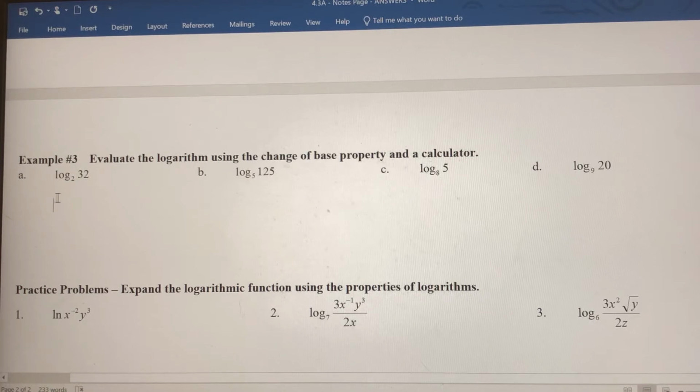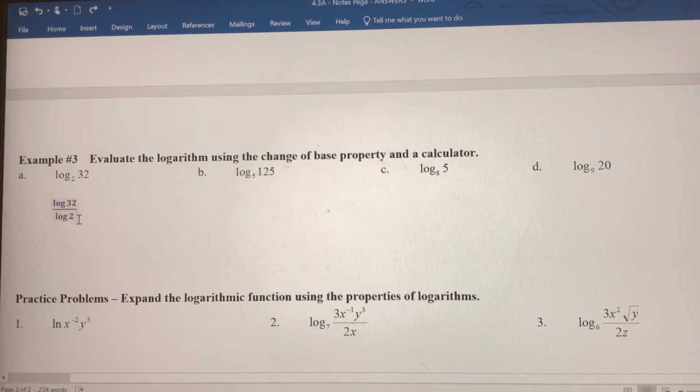Now, these first two, you should be able to do mentally. 2 to what power is 32? And 5 to what power is 125? But let's say you didn't recognize that, you weren't sure, so you wanted to use the change of base property in a calculator. On C and D, you really have to use the change of base property in a calculator, because otherwise you'd be estimating what each of these would be worth. So first thing, change of base property.